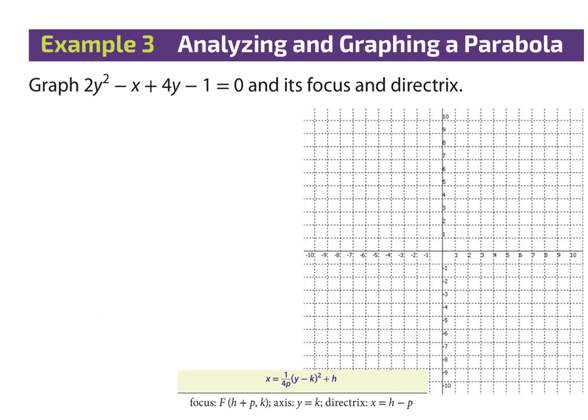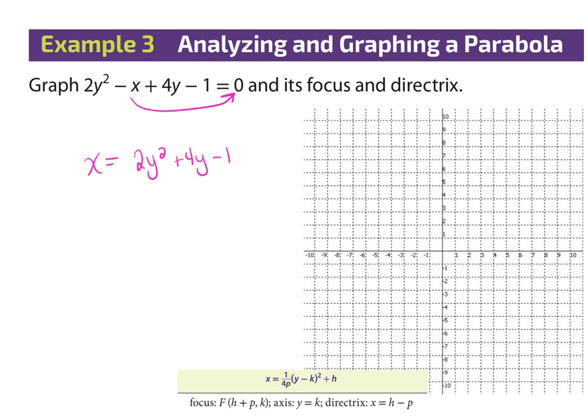It says graph this function and its focus. This is actually not a function, so, and its focus and directrix. Okay, so when you have something like this, you want to get it into either x equals or y equals. You look and say, which one is by itself? The x is by itself. So I'm going to move my x to one side and flip-flop the sides. So I have x equals 2y squared plus 4y minus 1.